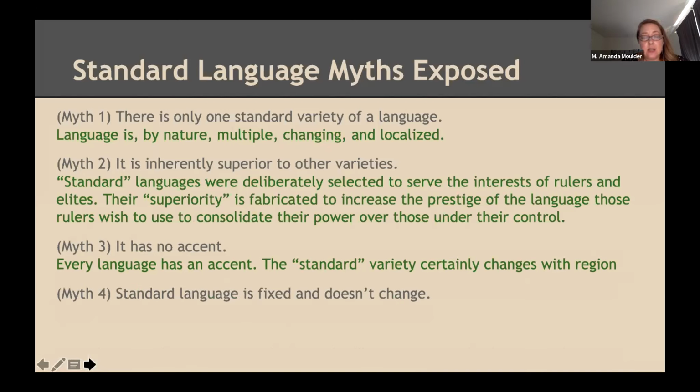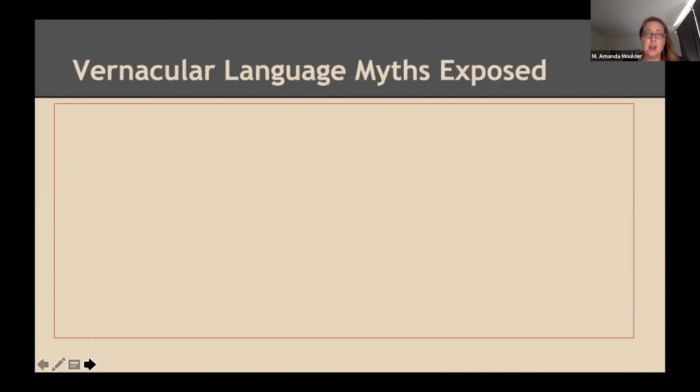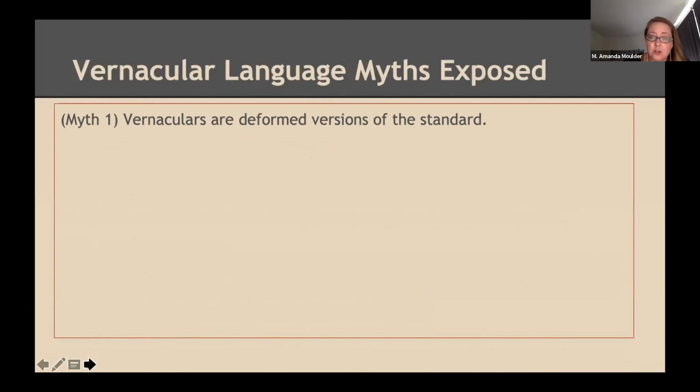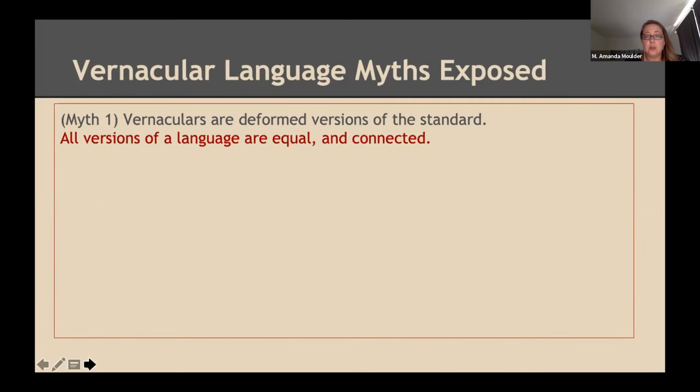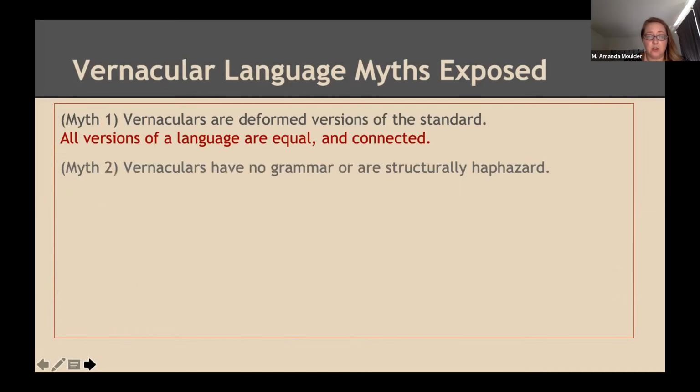The standard variety changes with region. And then the idea that the standard language is fixed, that it doesn't change, is also a myth. All language evolves. That's the nature of languages. And then these parallel myths: vernaculars are deformed versions of the standard language. Actually, no, all versions of a language are equal. They're all connected to one another.